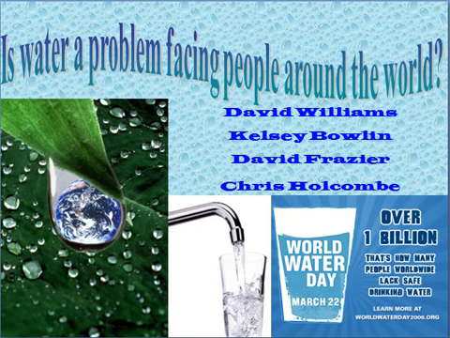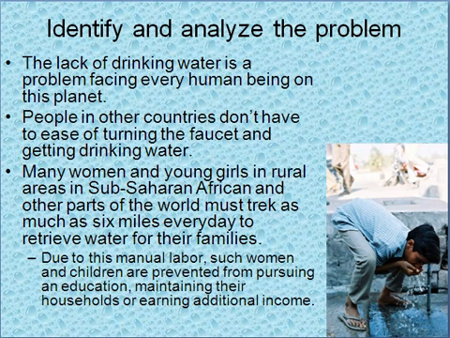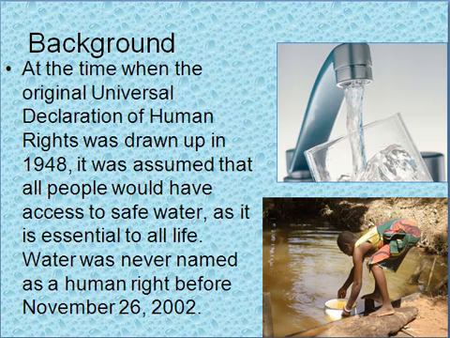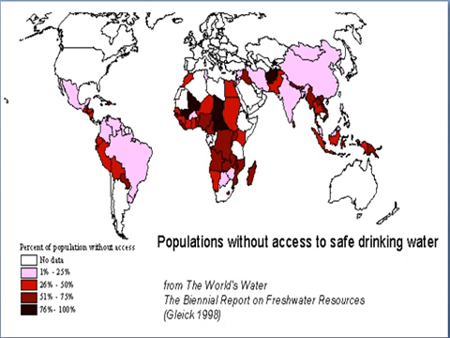The first step of the problem-solving process is to identify and analyze the particular problem. In this case, we're looking at the lack of water as being a problem facing humans on our planet. In identifying and analyzing the problem, these people looked at background information about the particular problem, and they even provided a chart that shows populations without access to safe drinking water.